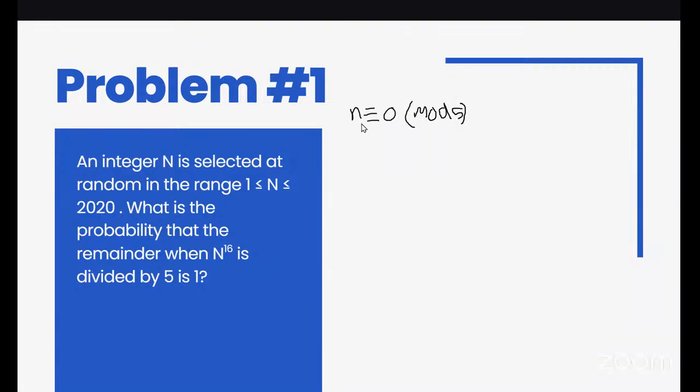So when you put the exponent 16 to this, you would just get 0. So 0 to the power of 16 would just be 0 mod 5, basically. So this means the remainder would be 0. So if we think about the next case, n, let's do it with a remainder of 1.